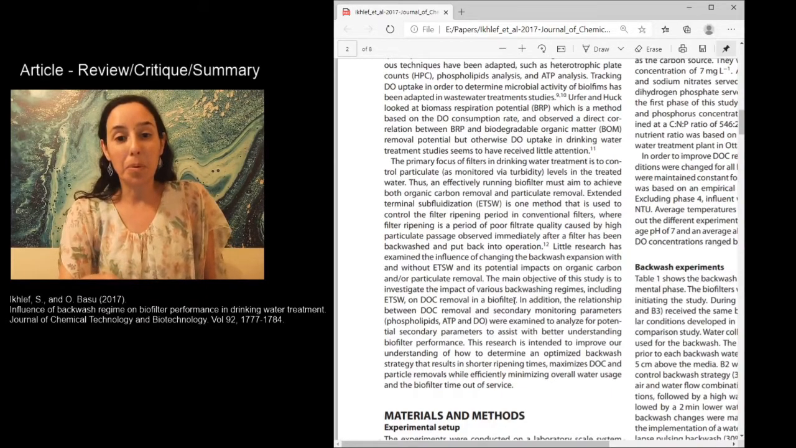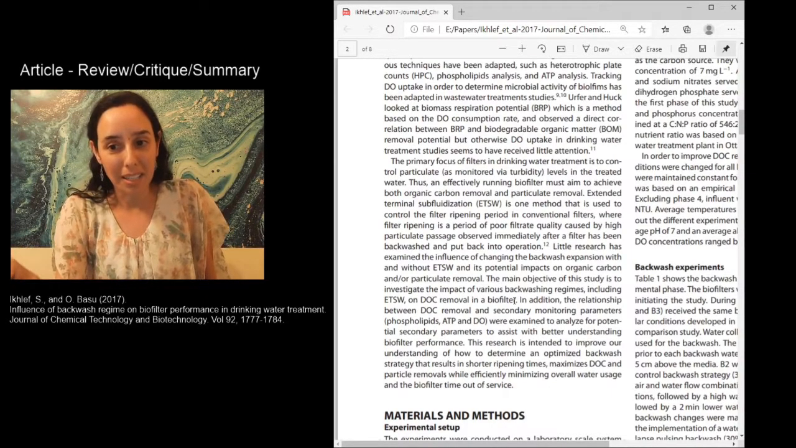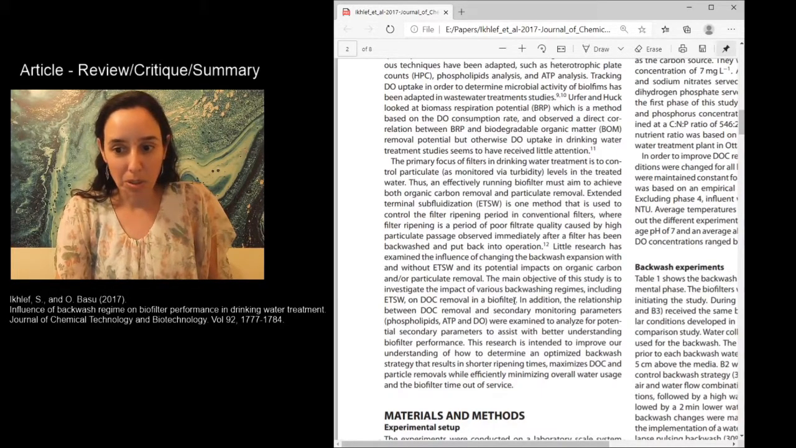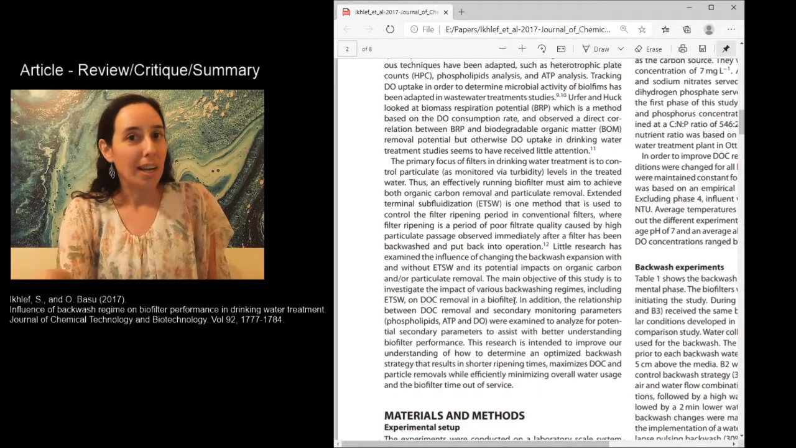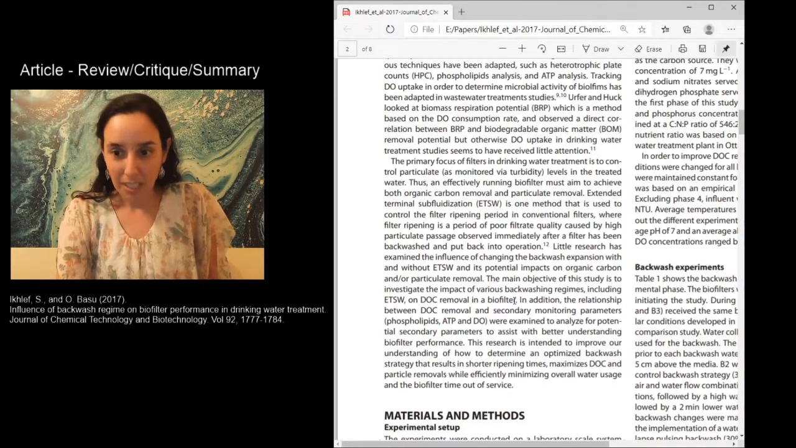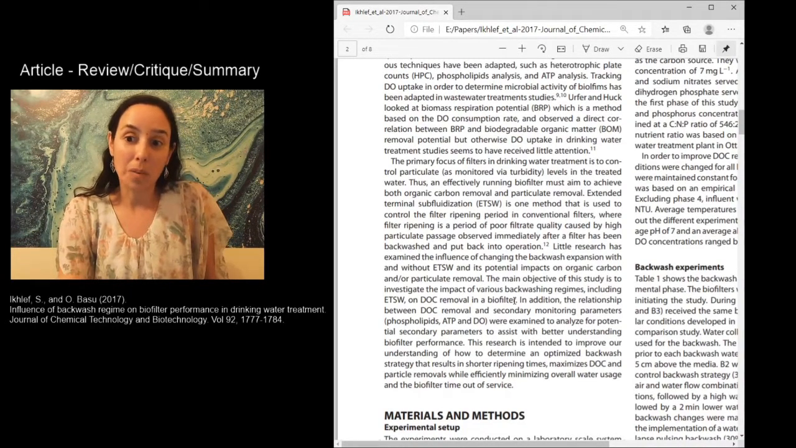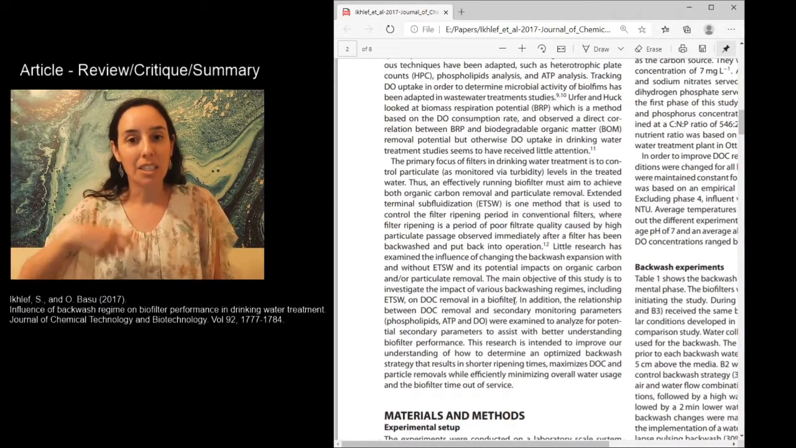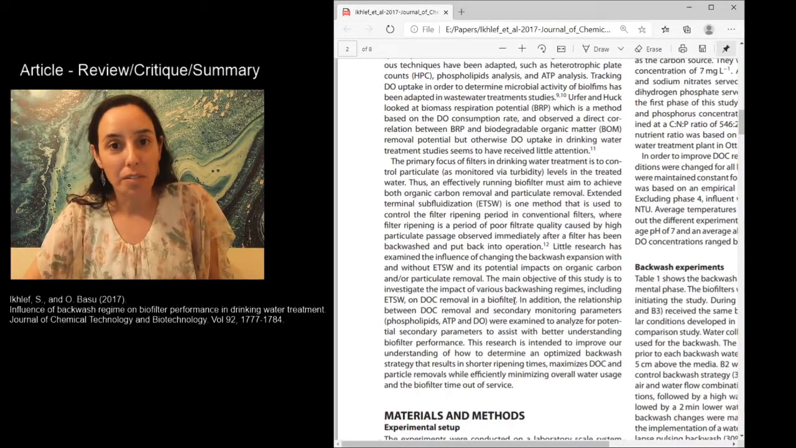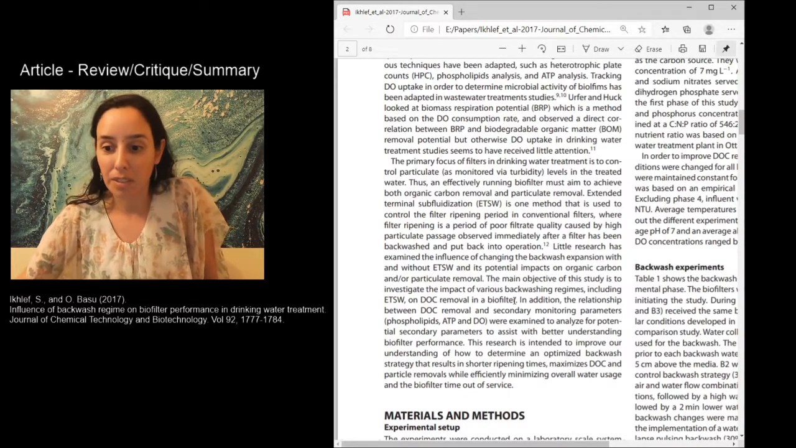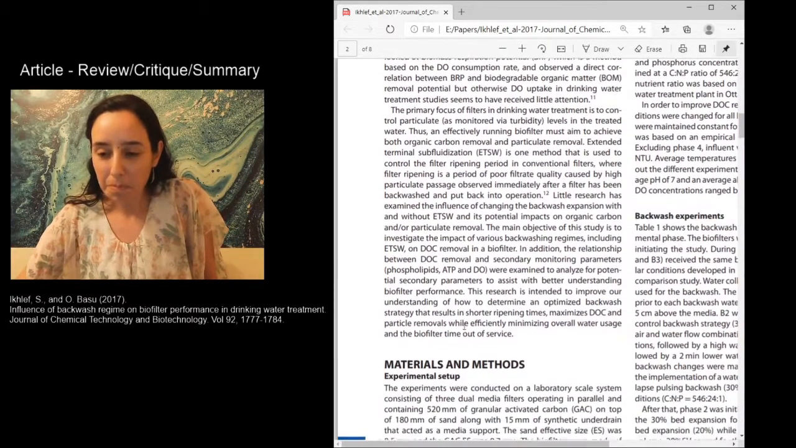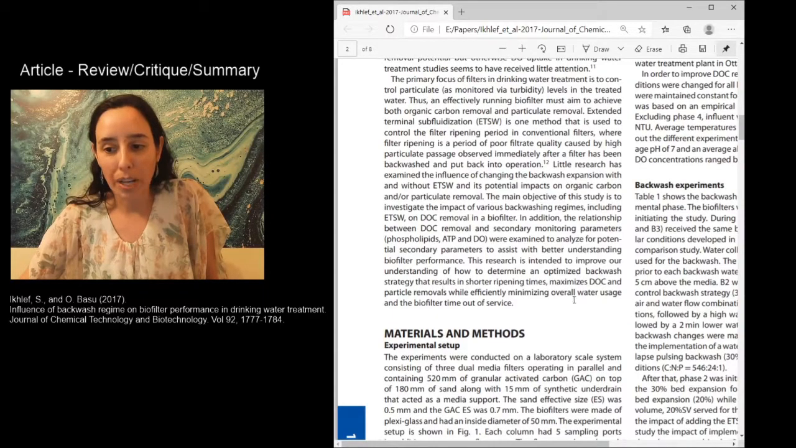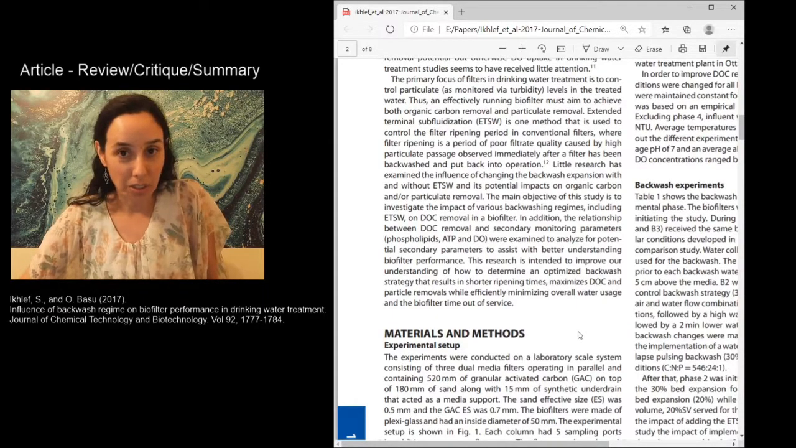So this is a great point for me to also highlight parts where you may be confused. What is ETSW and what is DOC and what is a biofilter even? Again, if you're new to the subject area, these might be words that you're highlighting to gain a better understanding of the content itself. And then I talk about the overall aim of the research, okay?